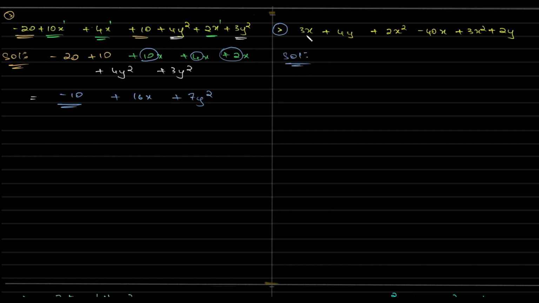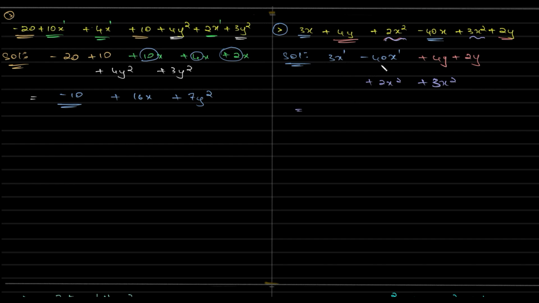Let's write down the like terms. 3x and negative 40x. Okay? Because they are of the same power and same variable. Next we have 4y and 2y, plus 4y plus 2y. Then we have 2x square and 3x square, plus 2x square plus 3x square. So I didn't miss any signs. If you miss the signs, then it will go wrong.